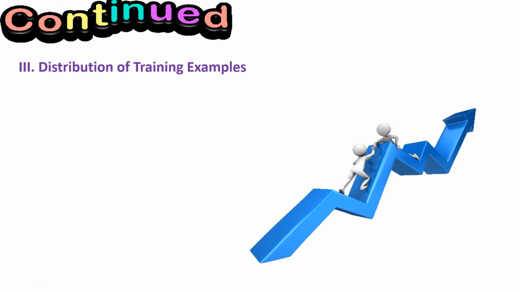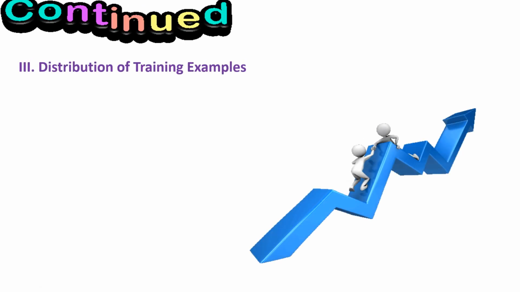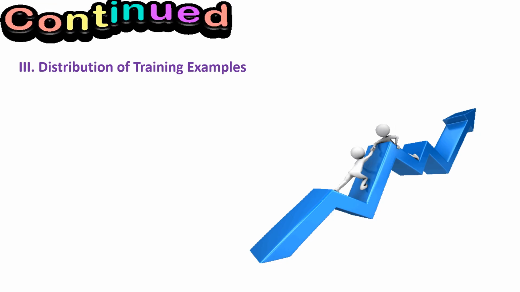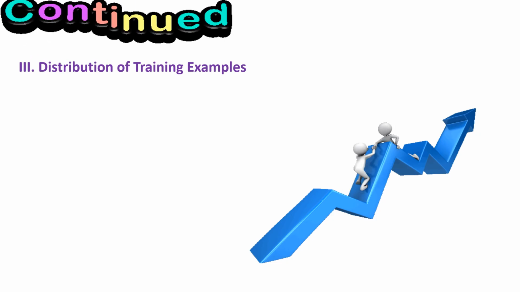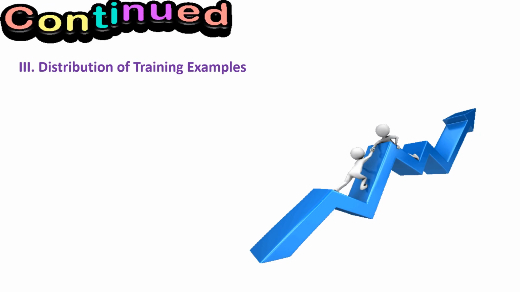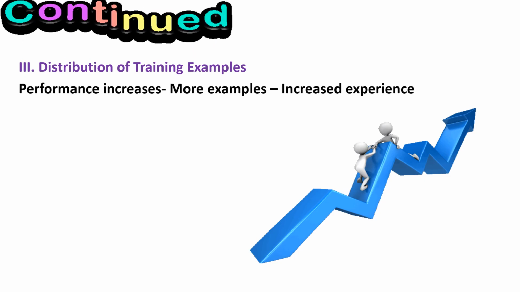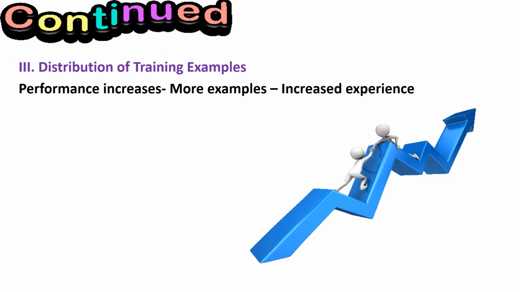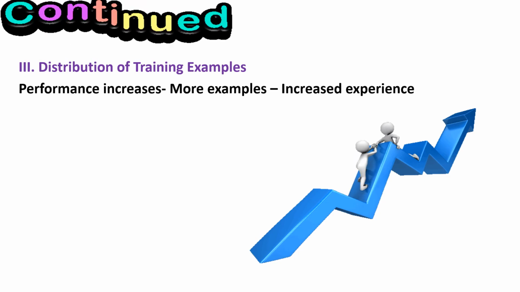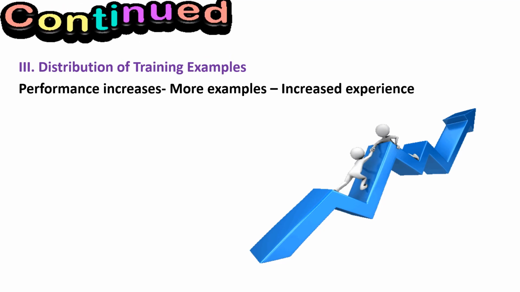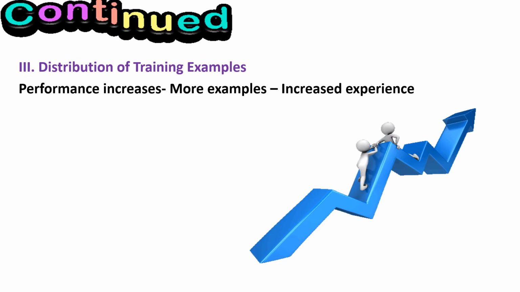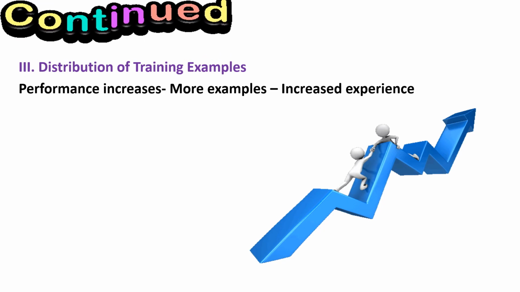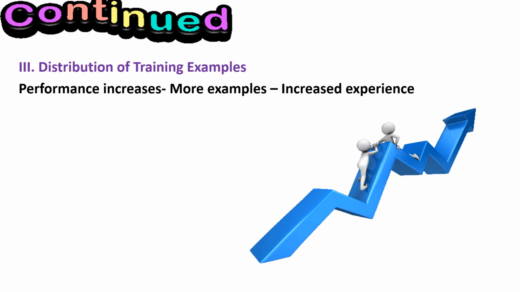And the third factor is distribution of examples. Whenever you are increasing the training samples, your learning will be very high, and from that the accuracy will be increased. So if you want the performance to be efficient or the accuracy to be increased, then more training samples should be fed as an input to the training model, through which it will increase the experience of learning.